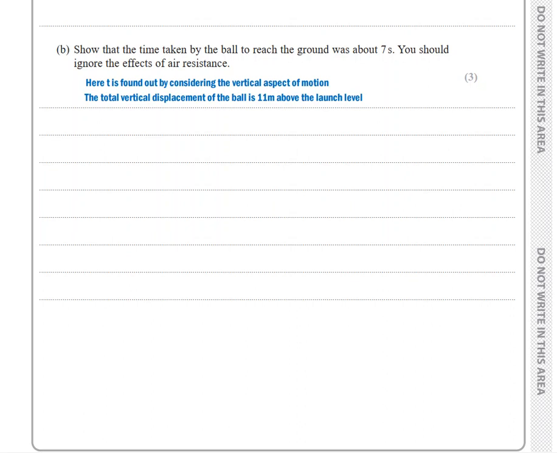So here t is found out by considering the vertical aspect of the motion. The total vertical displacement of the ball is 11 meters above the launch level. So use the equation s equals ut plus half at squared. Put in the values in this equation. Use the quadratic equation function in your calculator, and find the value of t as 6.6 seconds. This was a show that question. The value was given in 1 SF, and the answer has to be given to at least 1 SF higher, that is 2 SF.